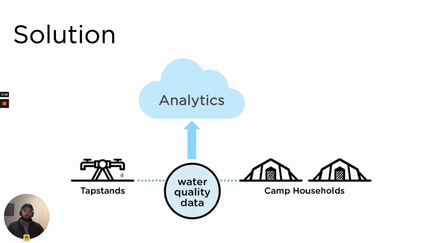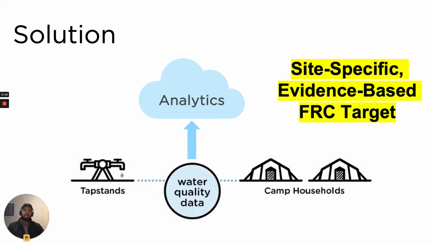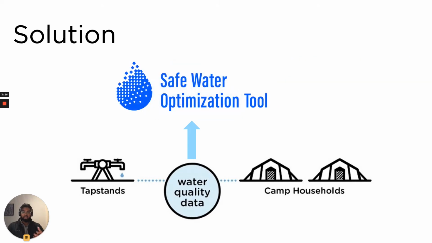field workers anywhere in the world could simply upload their FRC monitoring data and use it to generate a site-specific and evidence-based FRC target that helps ensure water remains chlorinated for the entire duration it is stored and used in people's shelters at that given site. This is the Safe Water Optimization Tool.